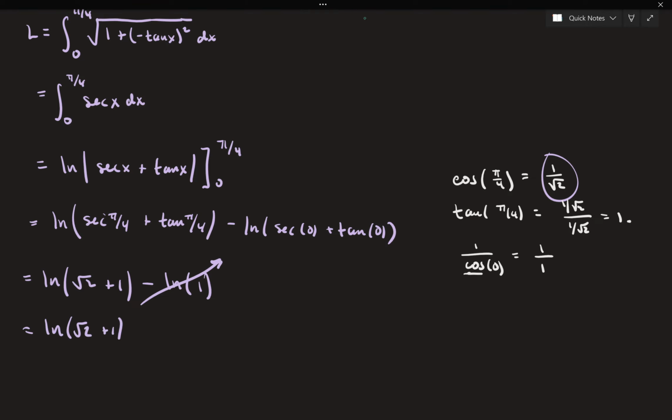And I get ln of square root of 2 plus 1. And that's the answer. Hope that helped.